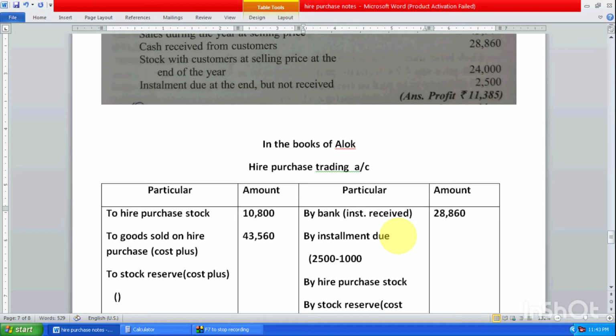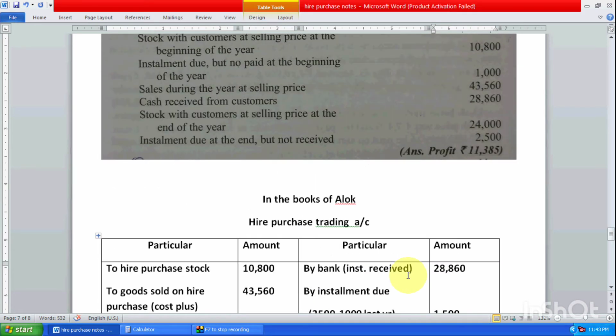Presently, installment due at the end but not received is how much, and at the beginning last year how much? Last year 1,000 we have received. For example, last year 1,000 we have received, so the remaining 1,500 we have to receive, because in this 28,000 there is 1,000 already added. That is also installment.